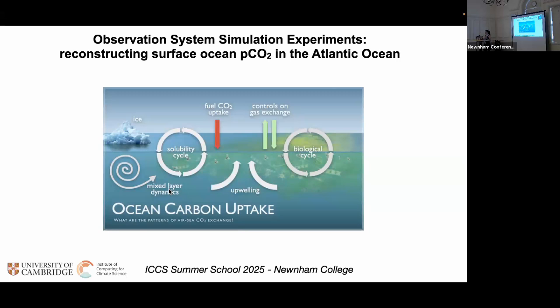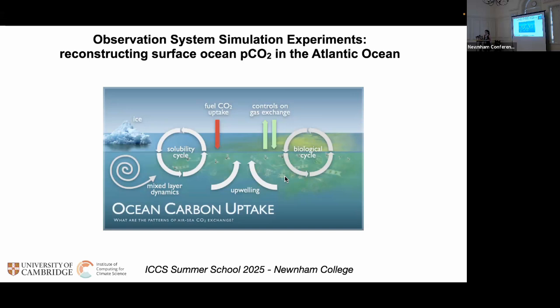Vice versa, if you have waters that are carbon rich, for example, when you have upwelling of deep water, then that can become a carbon source, outgassing carbon to the atmosphere. This is what controls the exchange with the atmosphere. On top of this dynamics, you have a biological cycle, through processes like photosynthesis and respiration, which again lead to carbon exchange with the atmosphere. We're not going into the details of which process dominates, but the point is that both ocean dynamics and biogeochemical processes contribute to this exchange of carbon with the atmosphere.